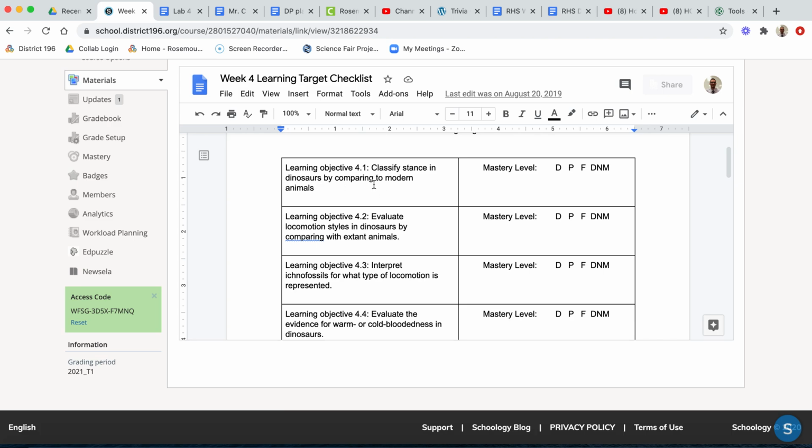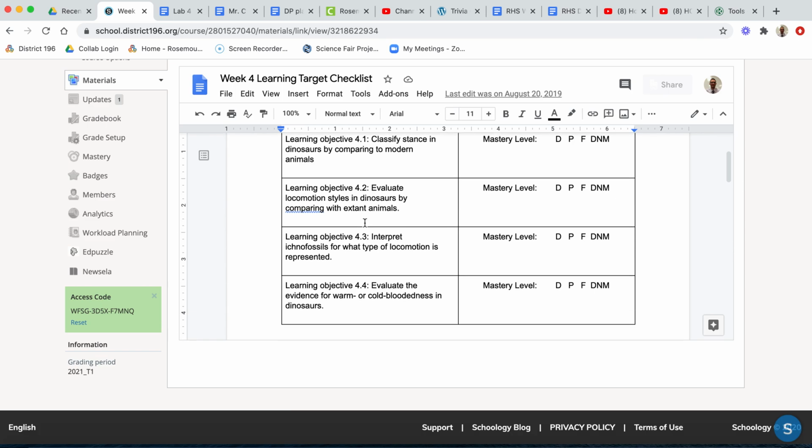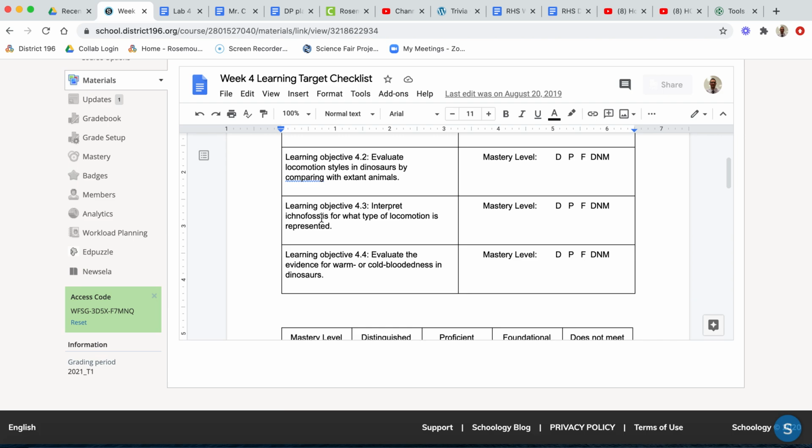Okay, so we're going to take a look at the stance of dinosaurs compared to some animals that live today, to help us understand how they moved. Again, we're going to compare, doing some comparative anatomy and locomotion styles, looking at modern organisms compared to dinosaurs. We're going to look at and understand how we can interpret ichnofossils, or trace fossils, to determine the type of locomotion. That is really the lab for the week.